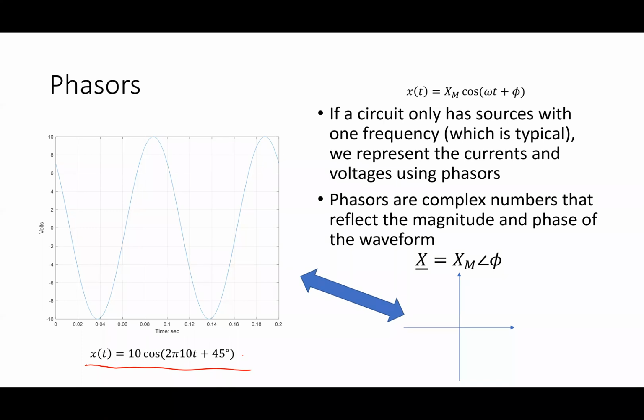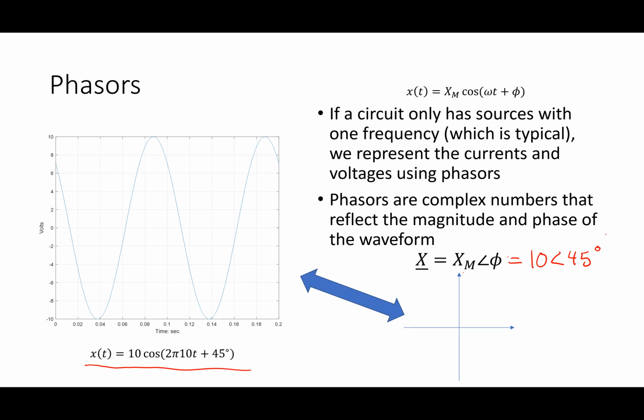All right. So in this case, I'm going to say this complex number here, 10 cosine(2 pi 10t plus 45 degrees). I'm going to express the phasor of that like this: the magnitude or amplitude with an angle of phi. So for this particular waveform, I have 10 with an angle of 45 degrees. Now it's a complex number, so that means I can draw it in the complex plane.